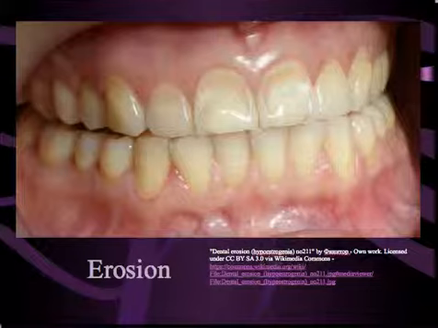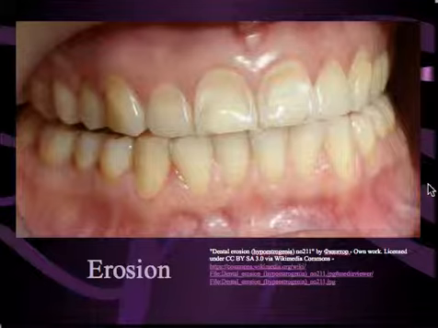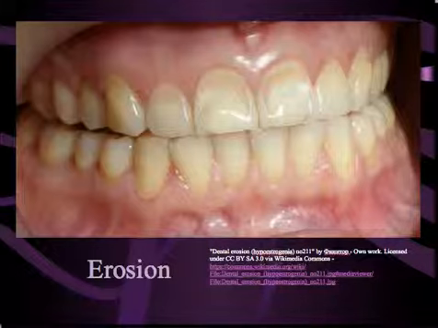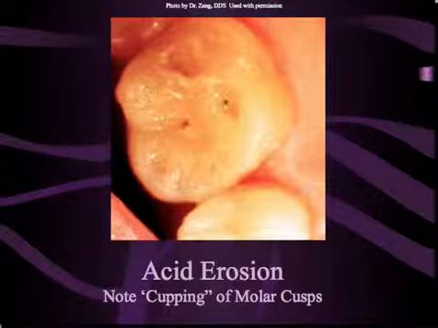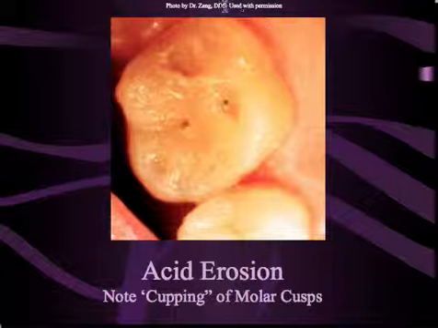Erosion from bulimia, an eating disorder in which the patient binges on food and then forces themselves to throw up, will show erosive lesions on the maxillary lingual anterior teeth. A very common finding now with the acidic drinks in our society is what we call cupping. On this photograph, note the cupping of the molar cusps.